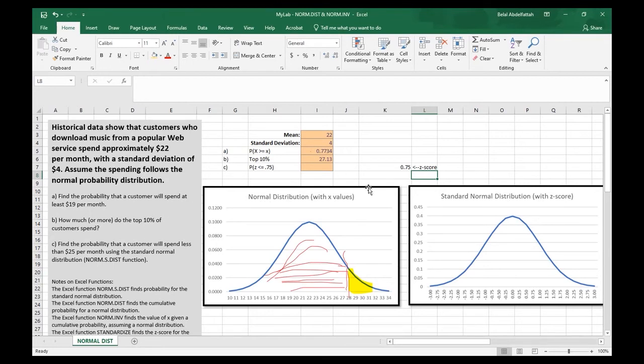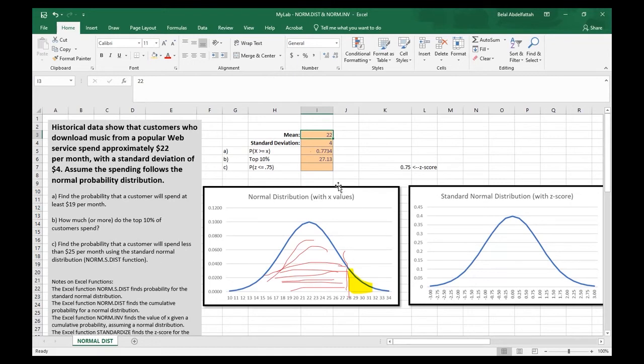So when we're saying here that the z-score for $25 per month is 0.75, and it's positive 0.75, all we're saying here is that the value of $25 is 0.75 standard deviations away from the mean, above the mean. Now we know that the mean here is 22 in the problem, and we're looking for a probability of spending less than 25. Well, we know the value 25 is a little bit more than the mean. So we're looking for the cumulative probability of 25 and all the way down.